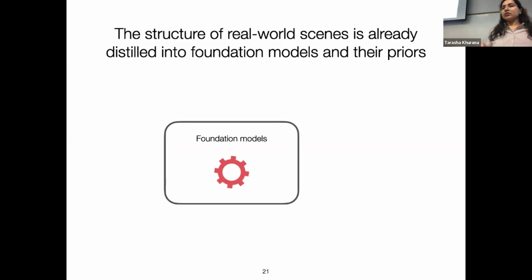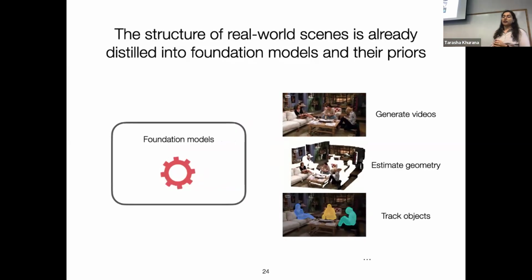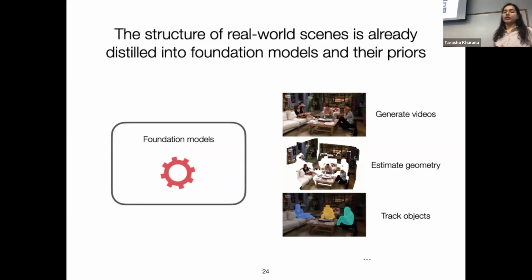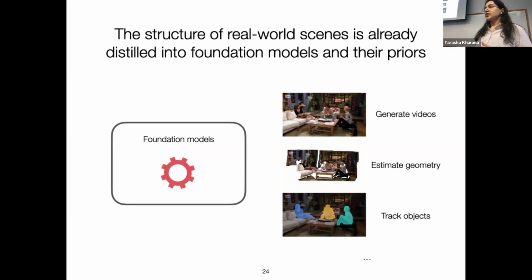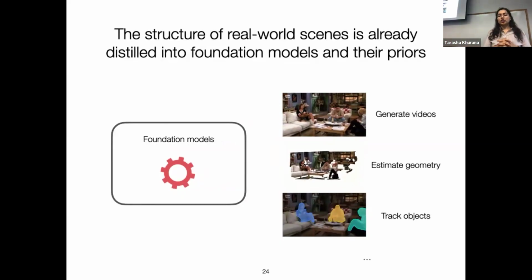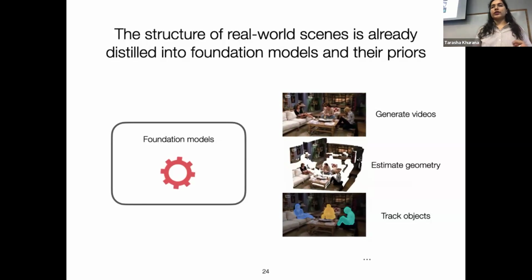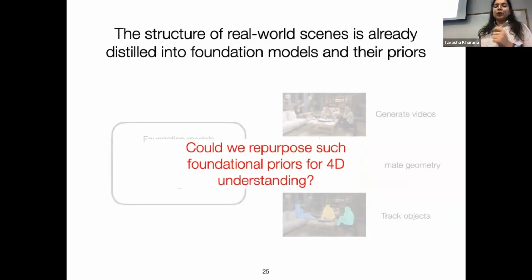And these foundation models have used the video sources to achieve tasks like modeling the generative distribution of real-world scenes by synthesizing videos themselves, or estimating the geometry of a scene, or tracking objects over time, even through complex interactions. So by learning these tasks, foundation models have formed rich internal representations or priors about how our world looks, moves, or is structured, which naturally raises the question, could we repurpose those same priors for understanding the 4D world?